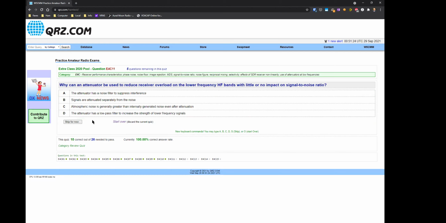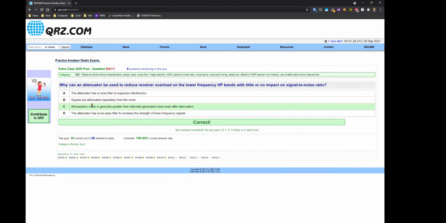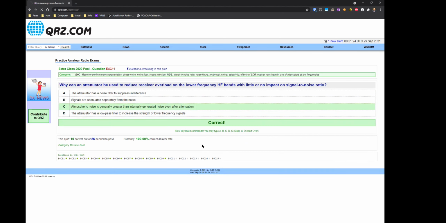Why can an attenuator be used to reduce receiver overload on the lower frequency HF bands with little or no impact on signal-to-noise ratio? C. What are we thinking on this one? I'm thinking C, atmospheric noise, but I'm not positive. Yeah, C. The atmospheric noise is going to be greater than the internally generated noise, even after the attenuation.